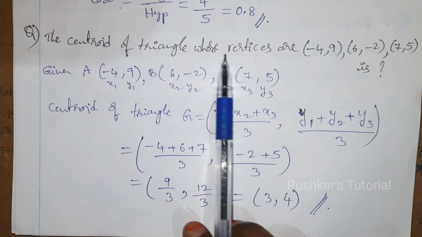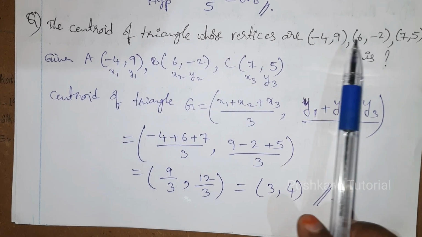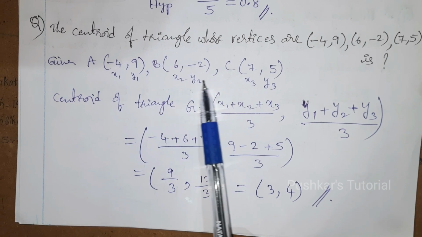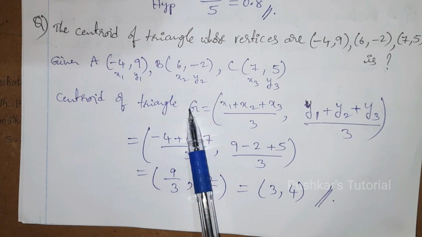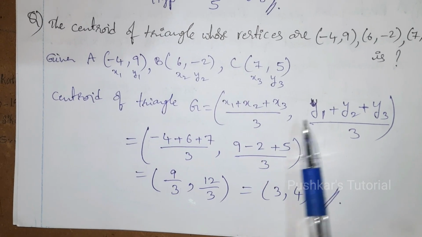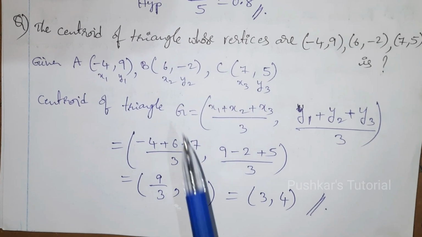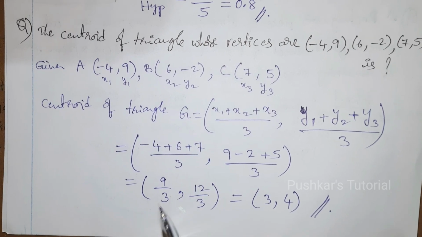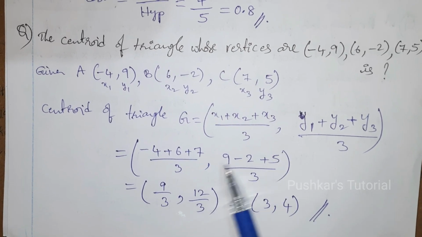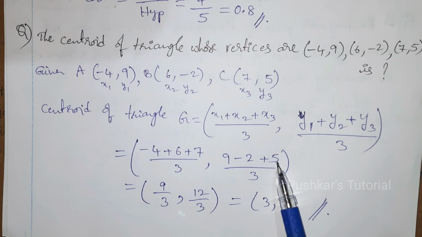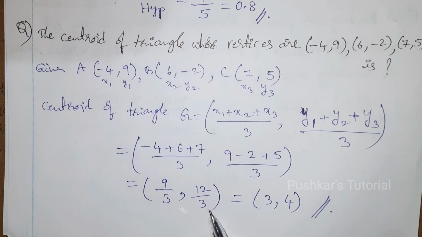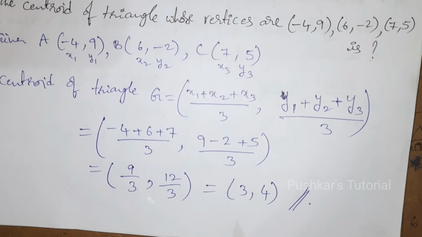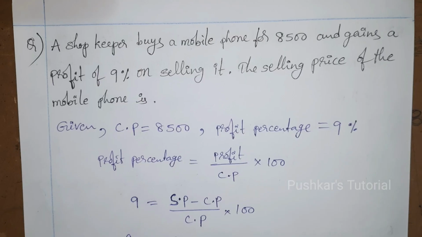The centroid of the triangle whose vertices are minus 4, 9, 6, minus 2, 7, 5. So the given points are A, B, C: x1, y1, x2, y2, x3, y3. The centroid of a triangle formula is x1 plus x2 plus x3 by 3, y1 plus y2 plus y3 by 3. Substituting the points, minus 4 plus 6 plus 7 by 3 will give you 9 by 3, answer is 3. And here 9 minus 2 plus 5 by 3 will give you 12 by 3, which is 4. Therefore, the centroid of the triangle is 3, 4.